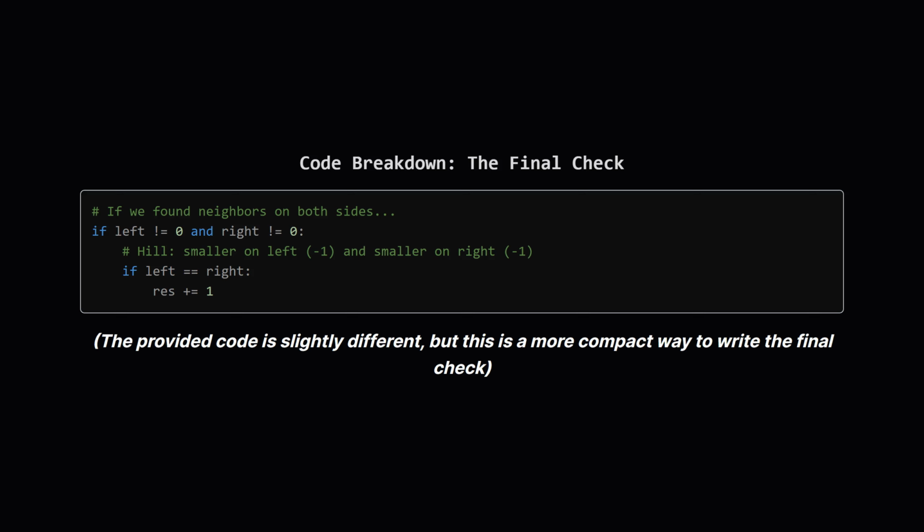Finally, we check our left and right flag variables. If both of them were successfully updated, meaning we found a neighbor on both sides, we then check if they follow a pattern. If left is -1 and right is -1, it means both neighbors were smaller. That's a hill. If left is +1 and right is +1, both were larger. That's a valley. In either of those cases, we increment our result.